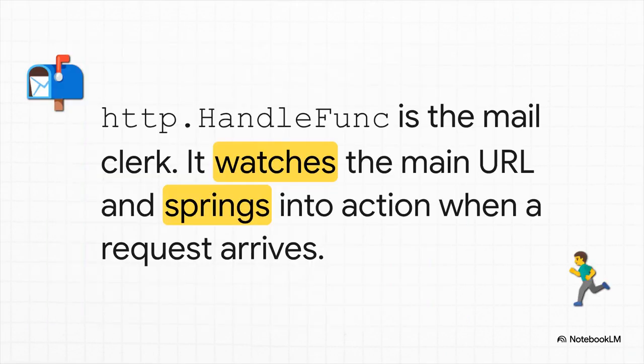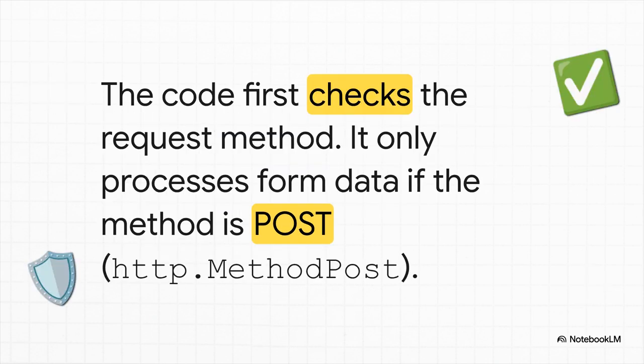So who's the mail clerk in our mailroom? It's this function, http.HandleFunc. We've told it to watch our main URL, so when that form data comes knocking on the door, this is the code that springs into action to greet it. But our handler is also a pretty smart gatekeeper. The very first thing it does is check if the request is a POST request. This is super important. It's a little guard that stops our processing logic from running when someone just loads the page. It only wants to work when a form is actually being submitted.